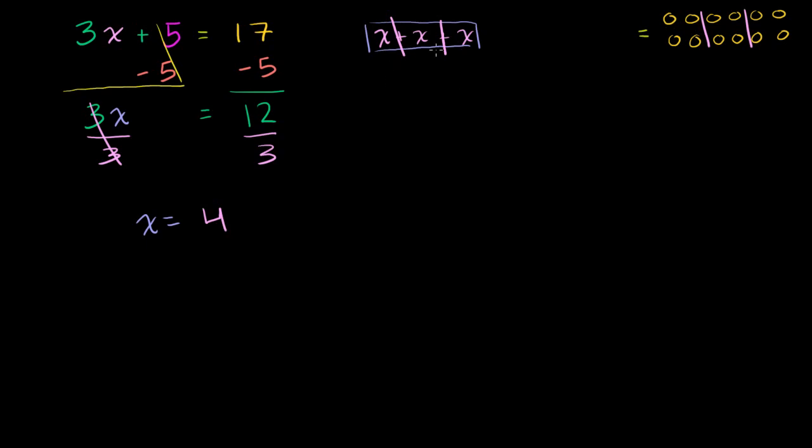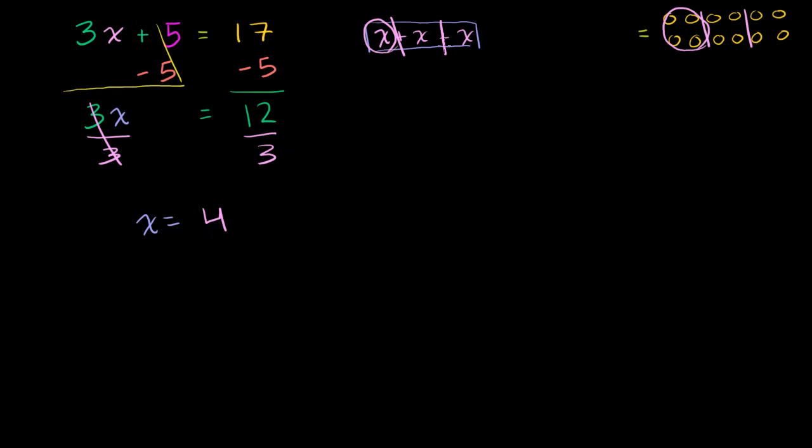When you divided 3x into groups of 3, each of the groups had an x in it. And we divided 12 into groups of 3. Each of the groups have a 4 in it. So x must be equal to 4. x is equal to 4.